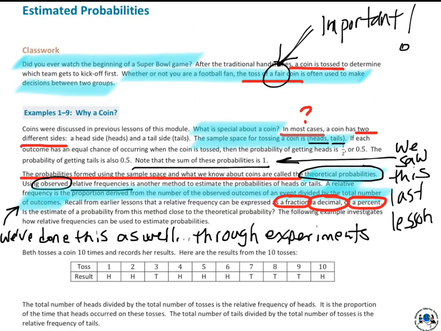Okay, and again, like I said here, they've ignored the percents, and they'll ignore it for the rest of this lesson as well. Actually, we're talking in decimals throughout this lesson. Okay, is the estimate of a probability from this method close to theoretical probability?